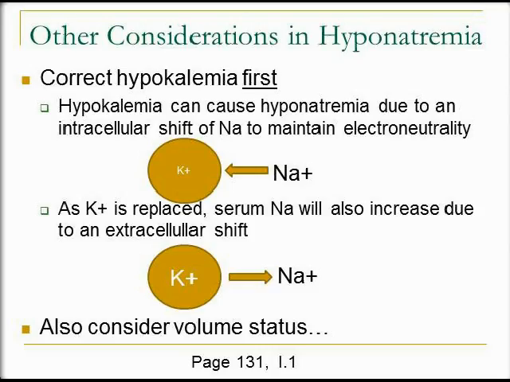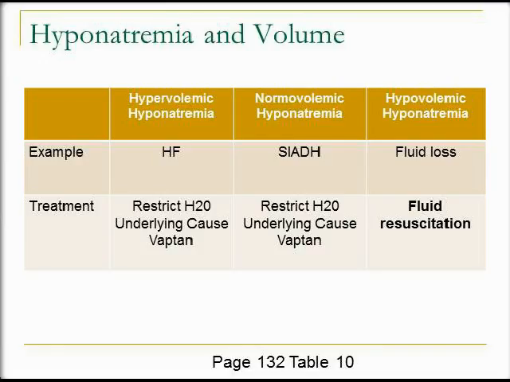The other thing you want to think about is the volume status. So this is from Table 10 on page 132. And it's showing that for hyponatremia, patients can have an increase in their volume, they can have a normal volume, or they can have a low volume, hypovolemic hyponatremia. So for the first two, hypervolemic and normovolemic, the primary treatment is to restrict fluids and treat the underlying cause. For hypovolemic hyponatremia, the treatment is now fluid resuscitation.